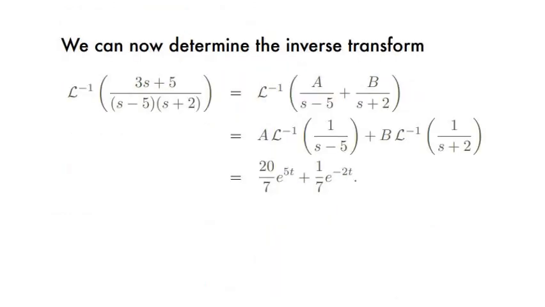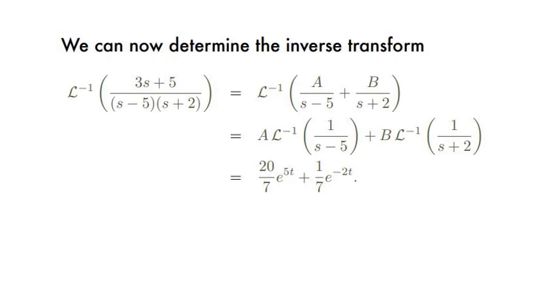And as we solve, you will get a is equal to 20 by 7 and b is equal to 1 by 7. Now we're going to find the inverse of 3s plus 5 by s minus 5 into s plus 2. That is same as L inverse of a by s minus 5 plus b by s plus 2. So a is a constant, take it outside. A into Laplace inverse 1 by s minus 5, b into Laplace inverse 1 by s plus 2.